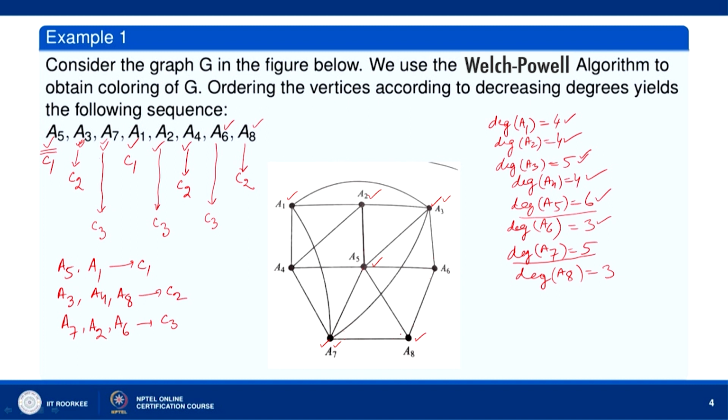A5, A7, A8 are adjacent vertices. A5 is adjacent to A7, A5 is adjacent to A8. So, they will have to be painted with different colors. So, 3 colors will be needed to paint A5, A7, A8 with different colors. Here we have used 3 colors to paint the entire graph. So, the minimum number of colors needed to color this graph is 3. That means the chromatic number of G is 3, which is the minimal number of colors to be used to color the given graph. So, 3 is the chromatic number here.